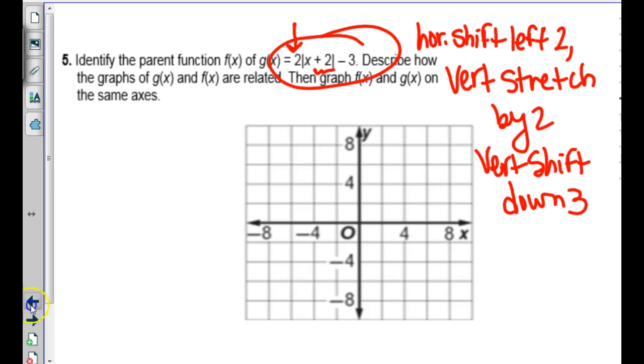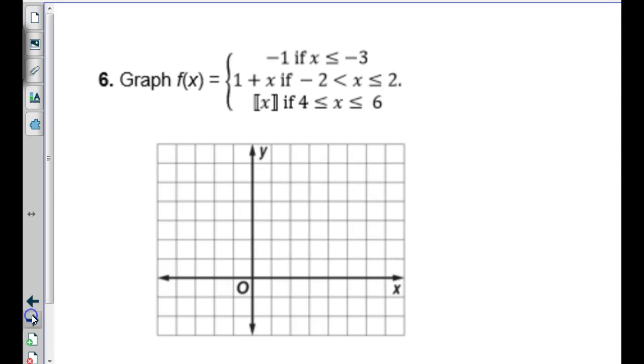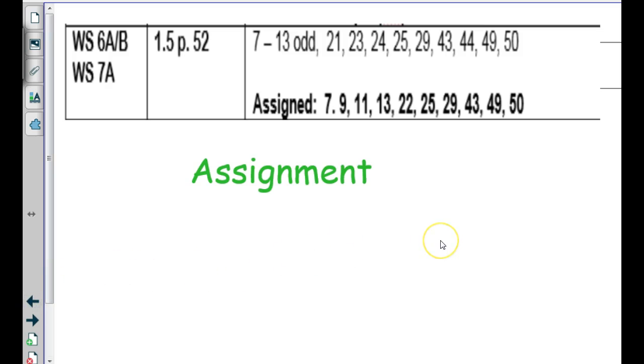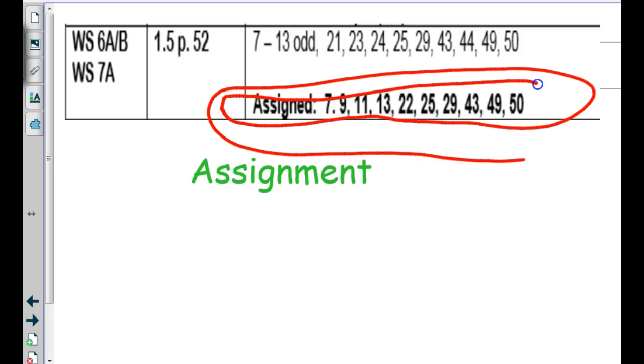All right. So your assignment tonight, I think, what does it say up there? 7, 9, 11, 13, 22. Yeah, I think these are the right ones. Yes? Yep, these are the right ones. Okay. It does on the list over here on the left. Okay.